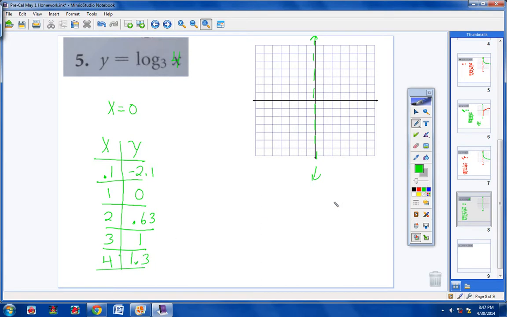So students, we are ready now to quickly sketch this graph. We have one problem left, and we'll be finished with the homework. So at 0.1, we're at -2.1. At 1, we're at 0. At 2, we're at 0.63. At 3, we're at 1. And 4, we're at 1.3. So there's a graph going down, okay? And then, of course, it continues going this way, too. So there we go. One more and we're finished.